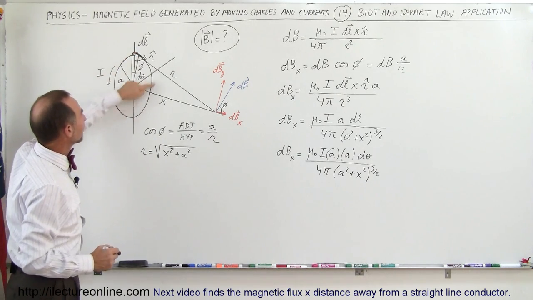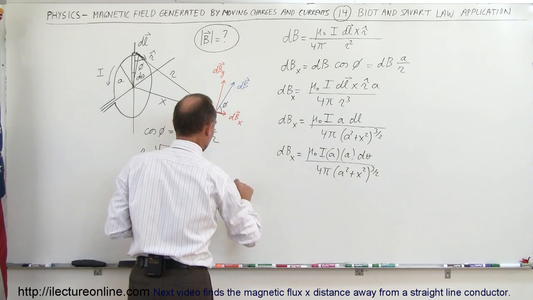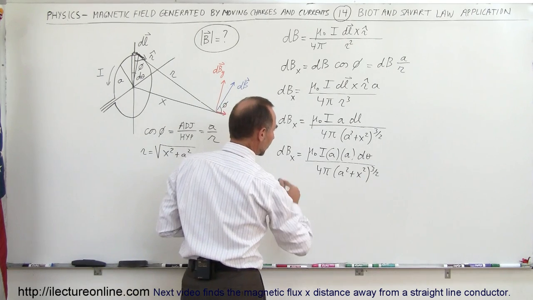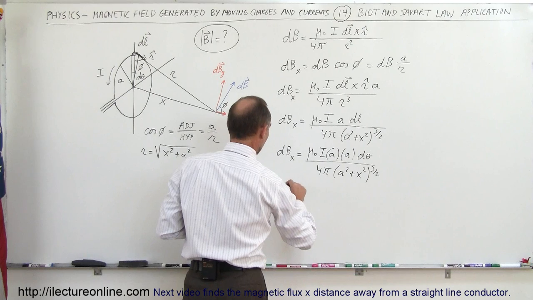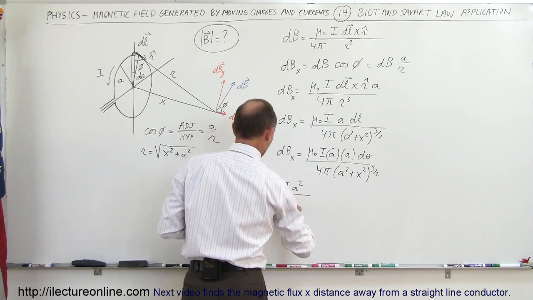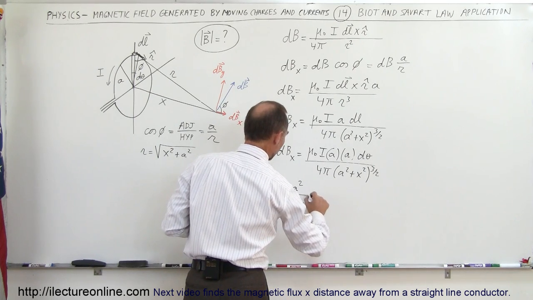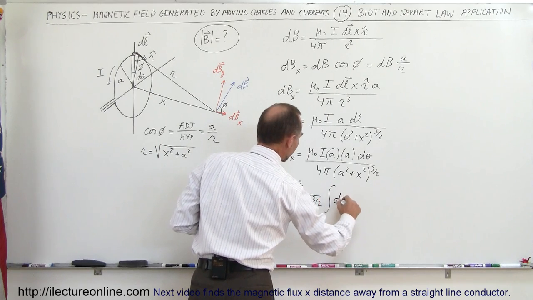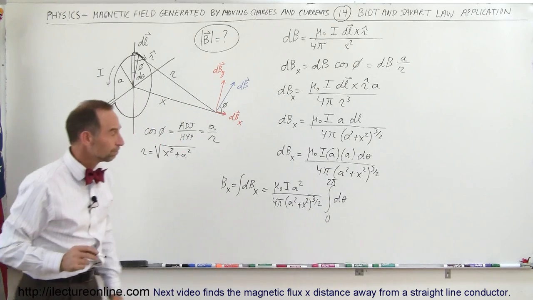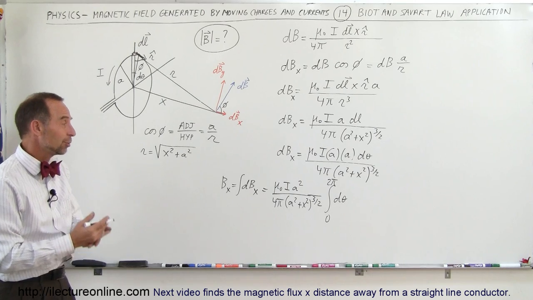How about if I now want the entire circle contribution? So therefore, we know that B in the x direction is equal to the integral of all the dBs, which is equal to, let's take all the constants out, so we have mu sub naught I a squared divided by 4 pi times a squared plus x squared to the 3 halves power, times the integral of d theta going from 0 all the way to 2 pi, all the way around the circle. All right, so that's easy. The integral of d theta going from 0 to 2 pi is simply 2 pi.